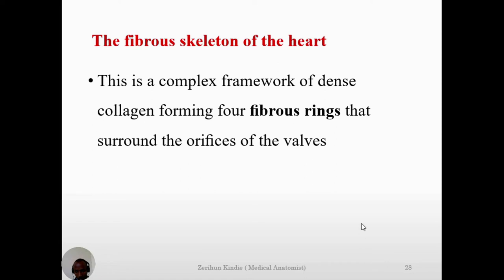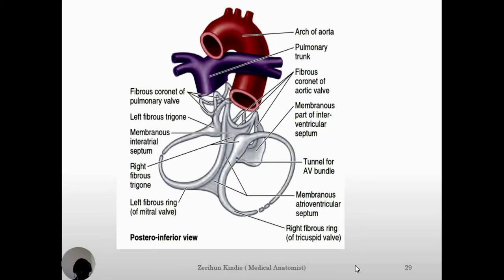So this picture shows the fibrous ring. Look, this is the fibrous skeleton. This is one fibrous ring, and this is another fibrous ring. There are four fibrous rings. This is formed from connective tissue. This is also another fibrous ring. At the back, there is also another fibrous ring.